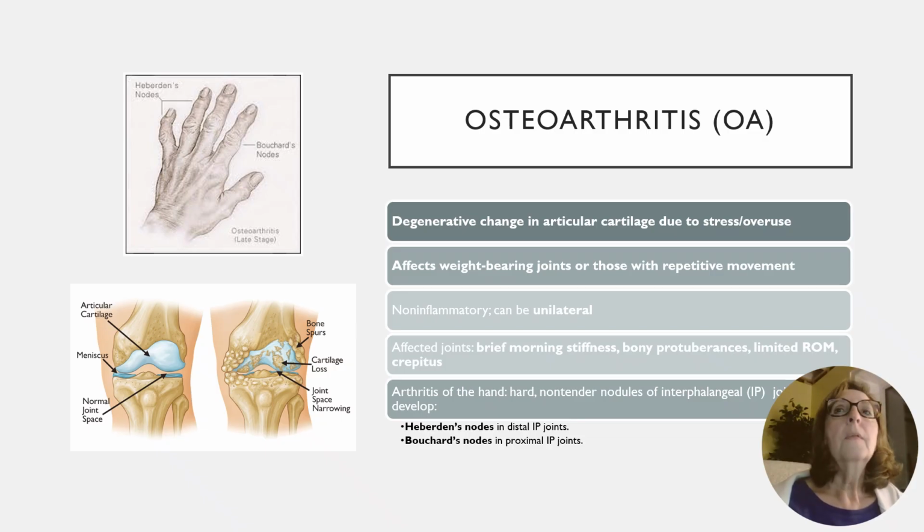Osteoarthritis. This is something different. This is not rheumatoid arthritis. This is something different. So this osteoarthritis, it's a degenerative change in the articular cartilage due to stress or overuse. It can affect weight-bearing joints or those with repetitive movement.